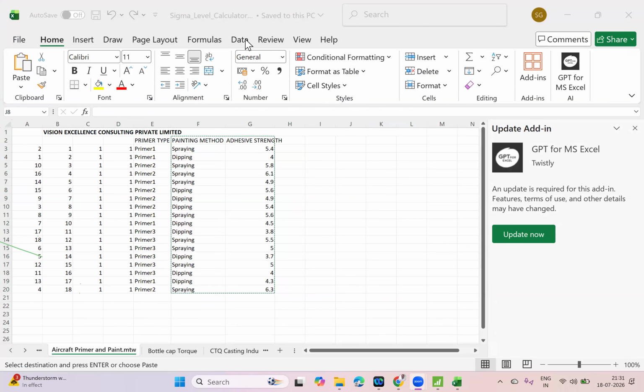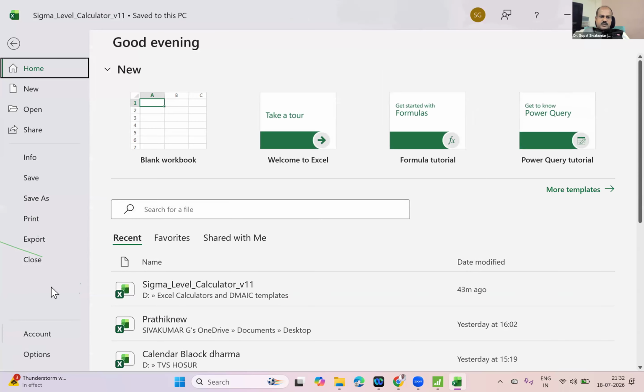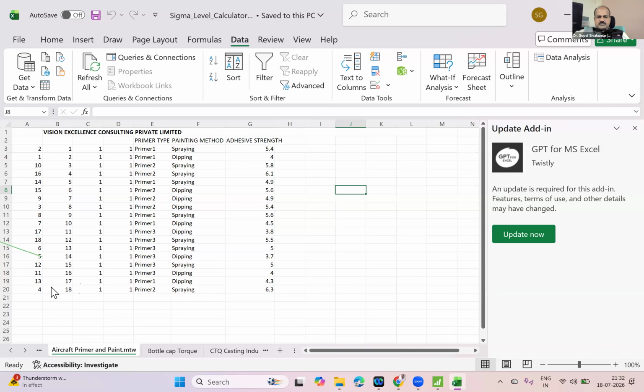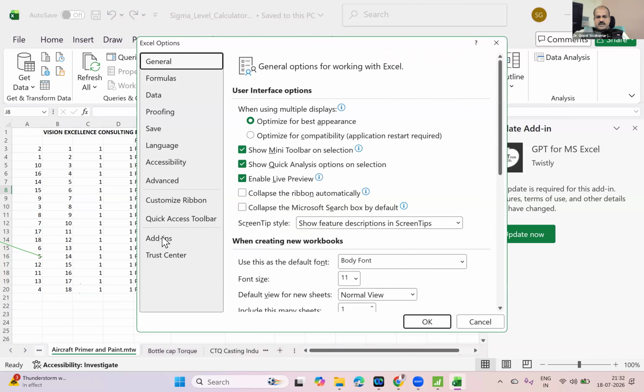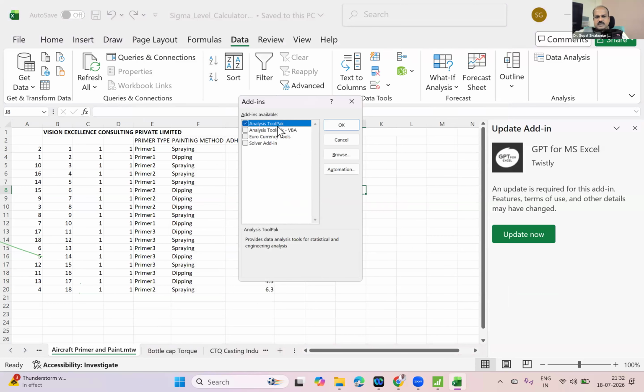In order to do ANOVA in Excel, you have to go to Data. There is Data Analysis. If this is not appearing, first you have to make it appear. You have to go to File, then Options. Then this window will come. You have to come to Add-ins, then come to Manage Excel Add-ins, and click Go. Do you see the Analysis ToolPak tick mark?